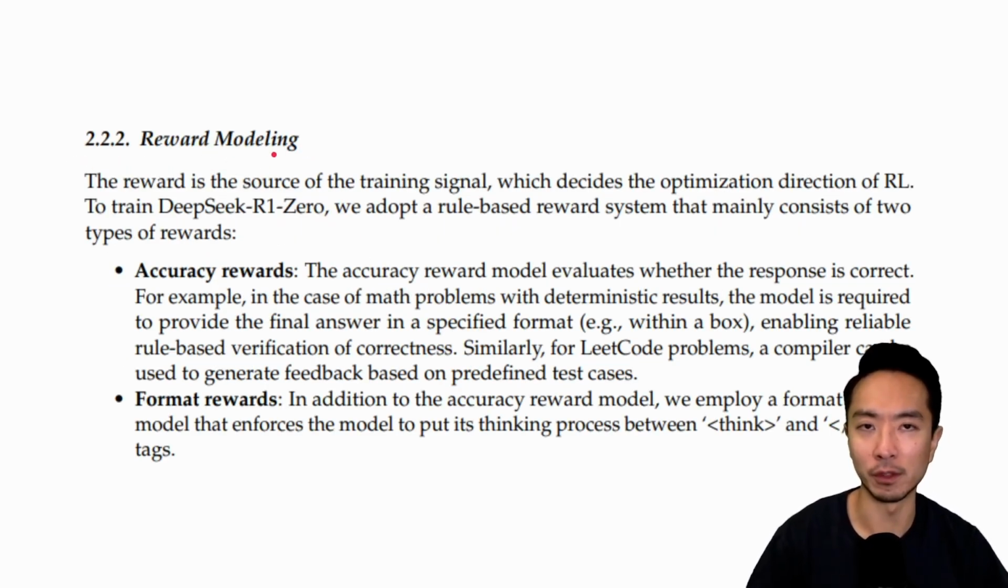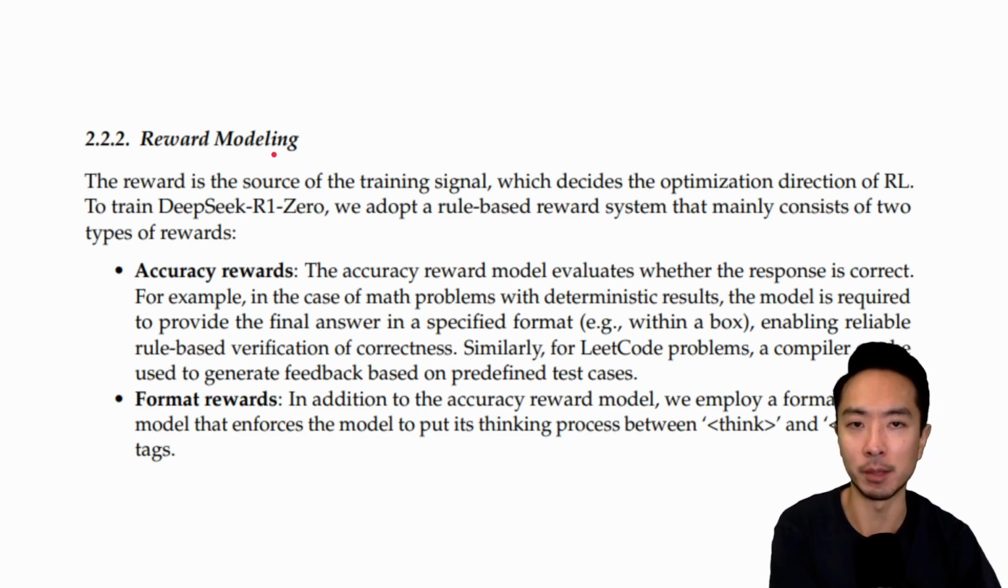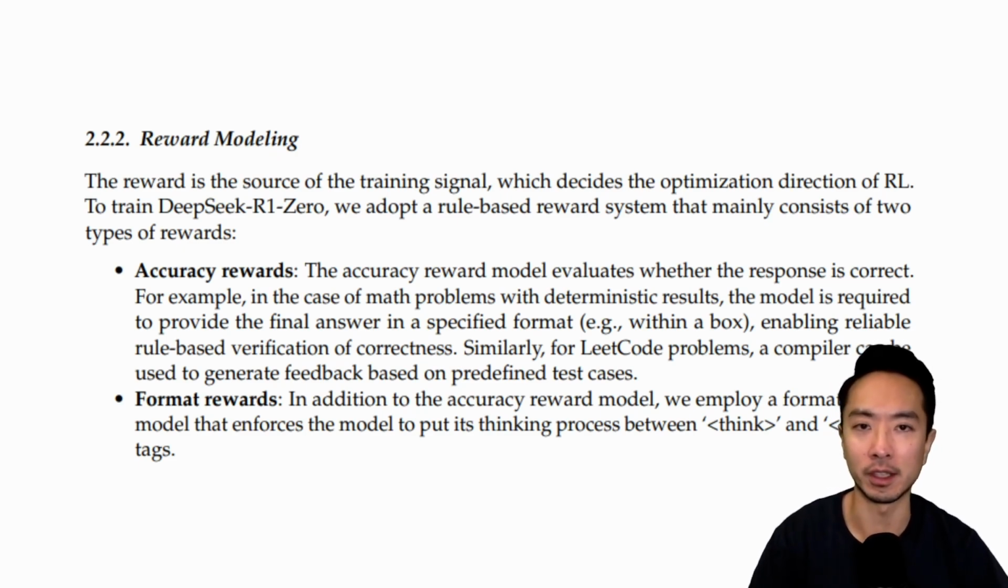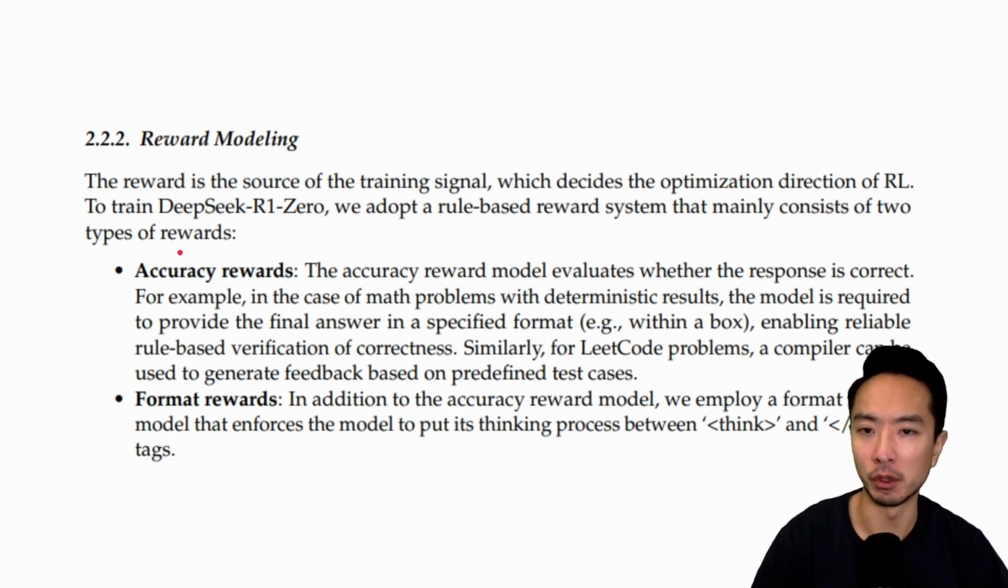As with any reinforcement learning, there's usually some objective function and they have some reward that helps the model get closer to the desired output. So the two main reward models that they focus on: the first one is the accuracy rewards, and the second one is the format rewards. Accuracy rewards, what it says is, accuracy reward model evaluates whether a response is correct.